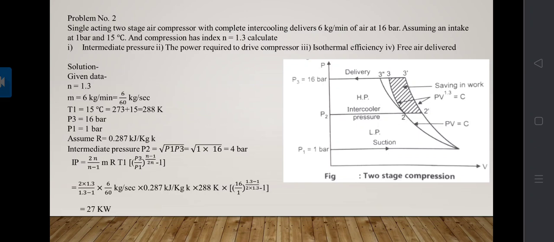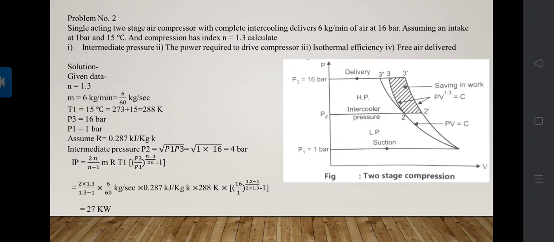n is equal to 1.3, which is already given. Mass of the air m is equal to 16 kg per minute. We convert this kg per minute value to kg per second by dividing by 60. T1 is equal to 15 degrees centigrade. Again convert this value from degrees centigrade into Kelvin by adding 273 to 15 degrees centigrade. So T1 is equal to 273 plus 15 is equal to 228 Kelvin.